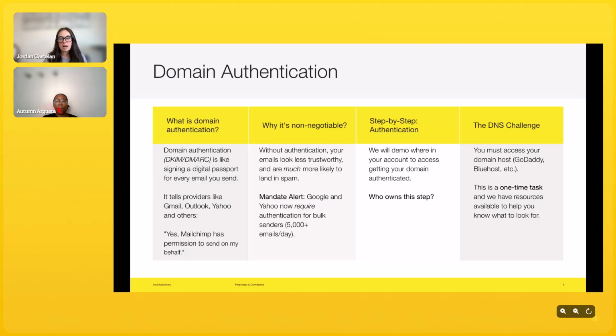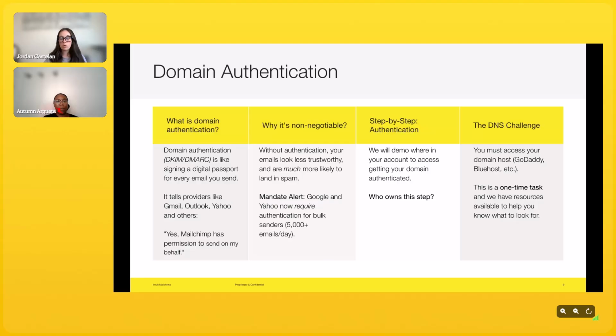How I like to explain this to my customers is authentication is like giving your emails a digital passport. It tells mailbox providers like Gmails and Outlooks and Yahoos, yes, MailChimp has permission to send on my behalf. And without your domain being authenticated, your emails look a little bit suspicious and are far more likely to land in spam.